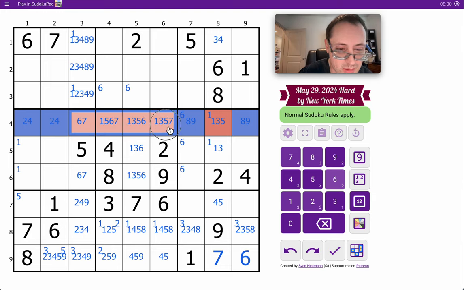Now, unfortunately, I can't resolve 1, 3, 5, 6, 7 anywhere in either row 4 or box 5. I really wish I could. Now, this is 2, 3, 4, 5, 8.